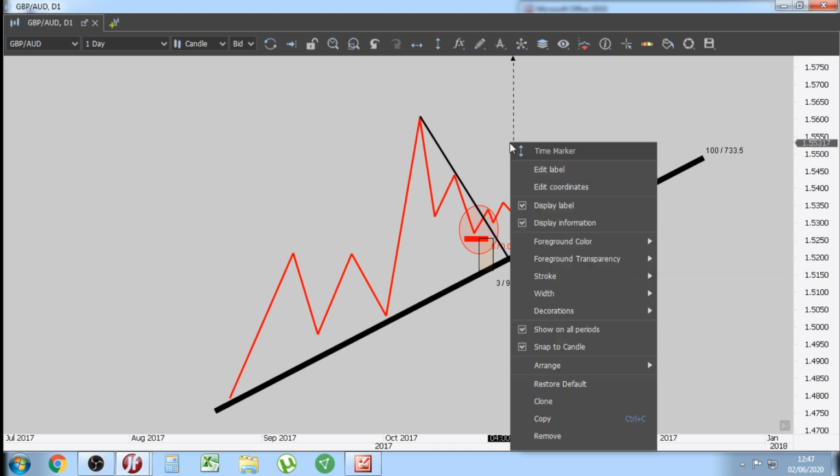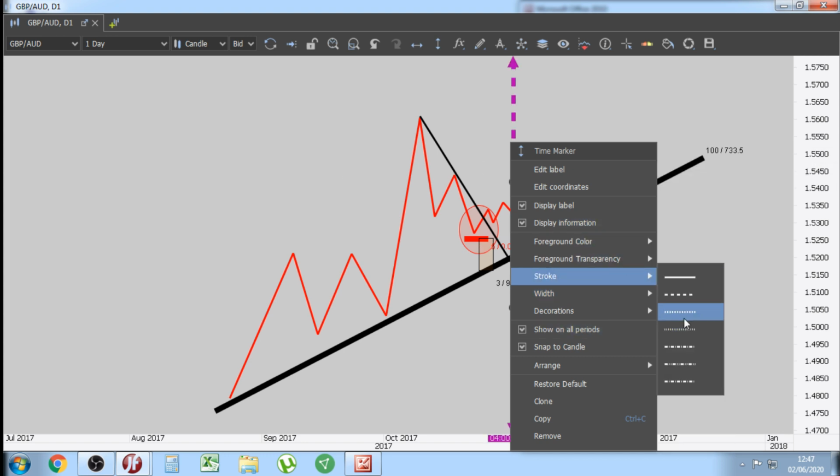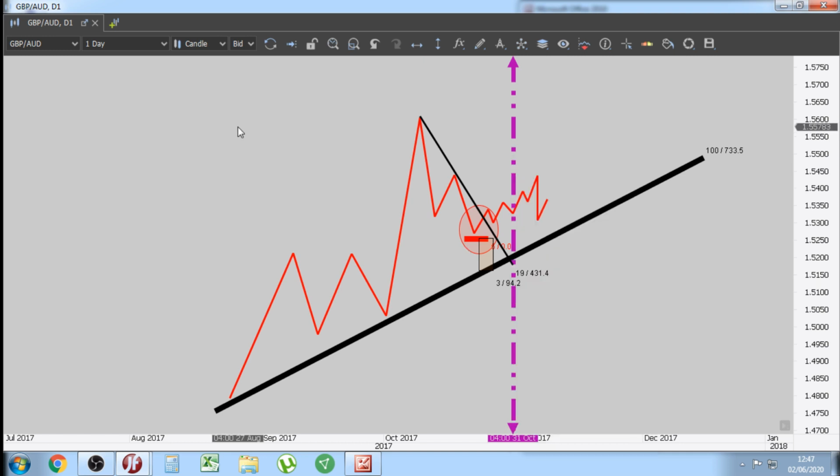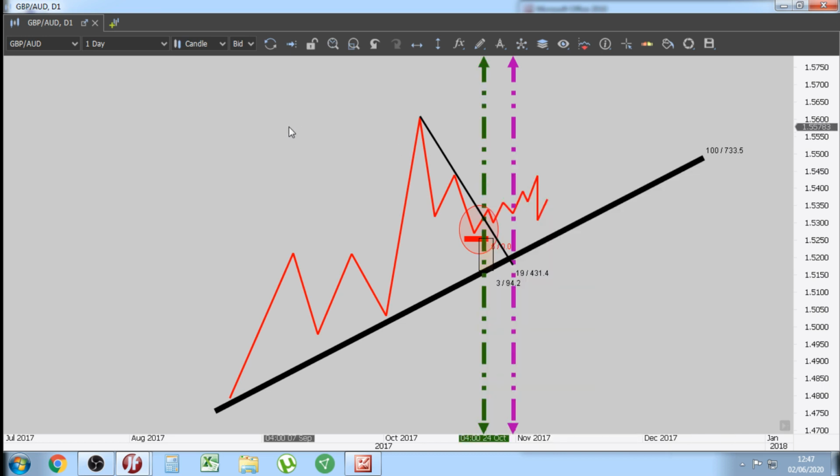Okay, can you see the vertical line, everybody? Let's make it like this. So let's say we entered, let's clone the vertical line. Okay, green vertical line, we entered at the green vertical line, but now the market moved up in our direction and we are where the pink vertical line is.